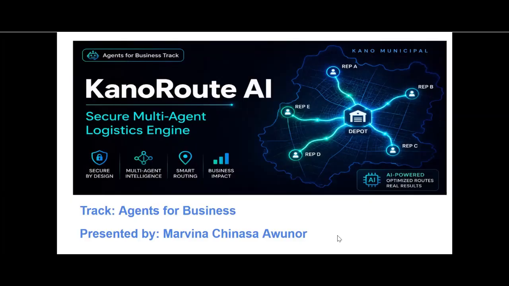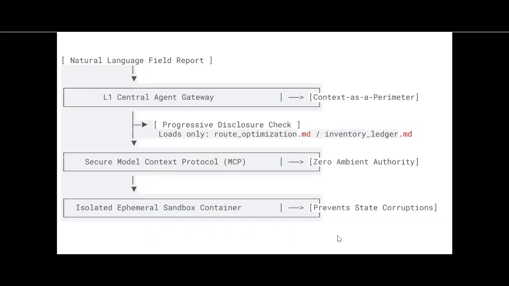Alhaji Masu and Sons Distribution cannot afford to risk their thin margins on an unshielded AI. That is where KanoRoute AI comes in. KanoRoute AI acts as a defensive zero-trust middleware layer that safely turns chaotic field texts into concrete logistic realities. Instead of using a single prompt monolith, we engineered a segmented framework based on three core pillars.